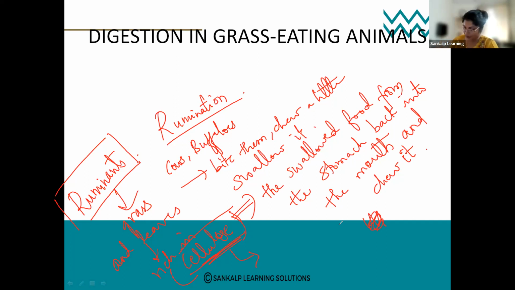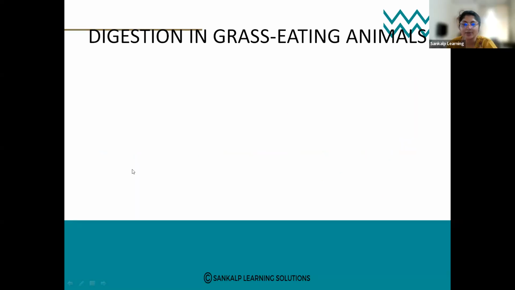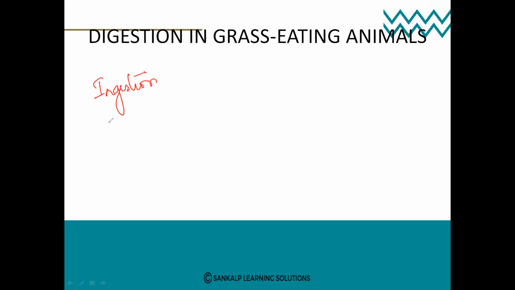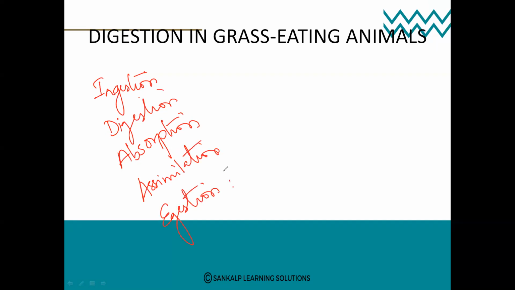So what is rumination? What are ruminants? Clear? So what are the steps that take place in grass eating animals? First is ingestion, then digestion, then absorption, assimilation, and egestion.